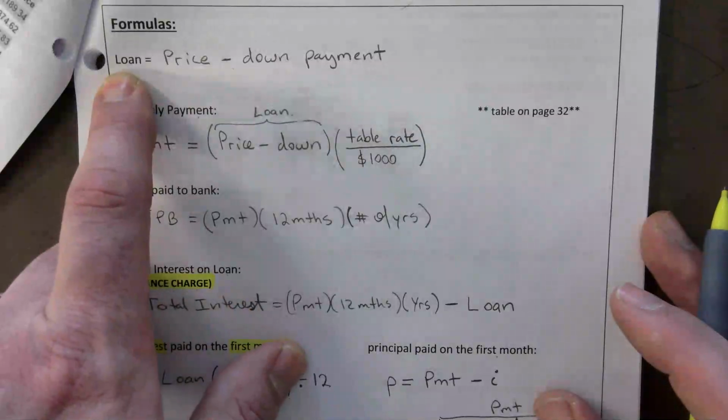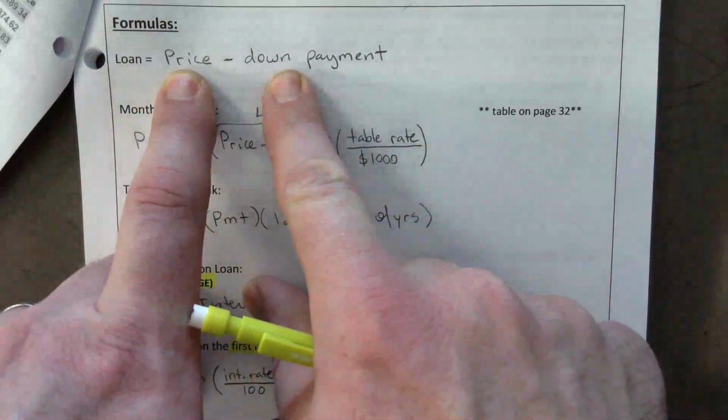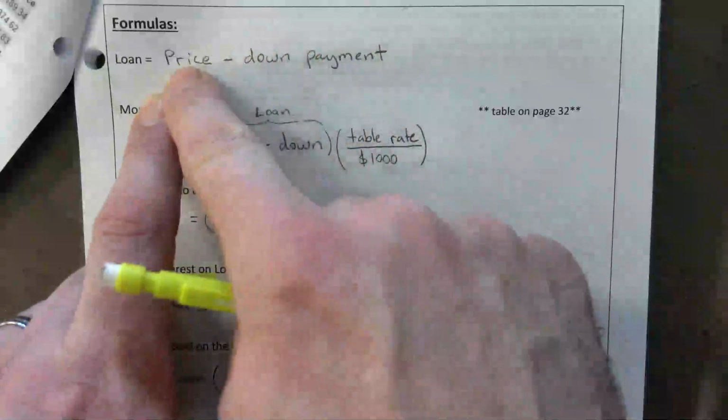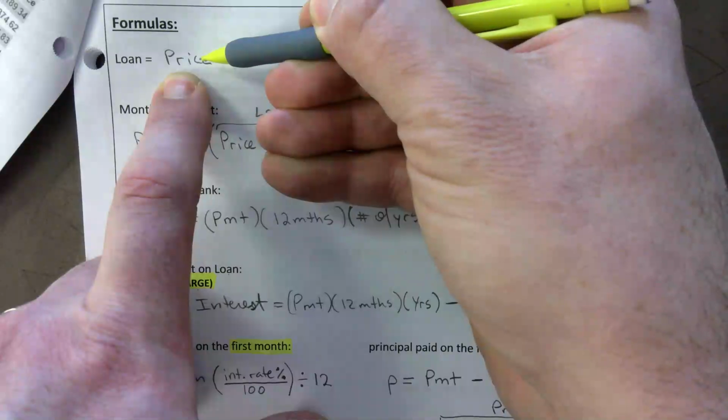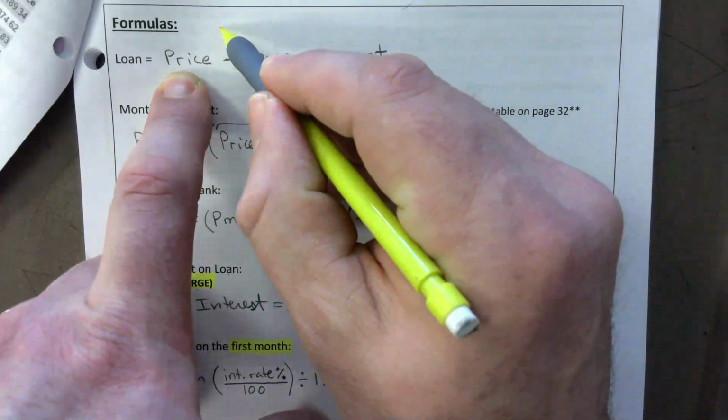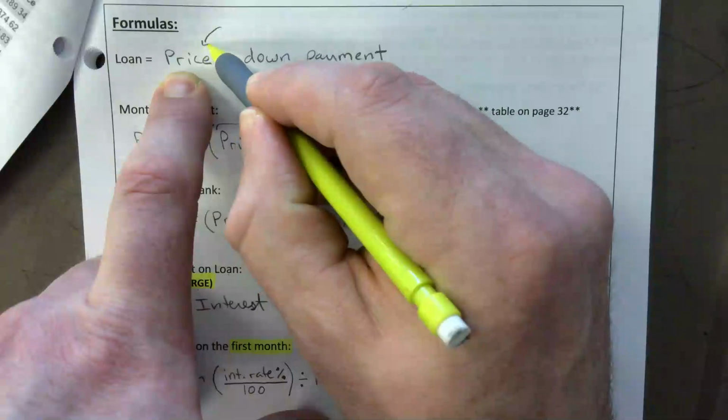What do I want to make sure? Loan, I think that goes without saying. You just take the down payment away from the price. This price will already include taxes, okay? So maybe I'll just make an arrow here.